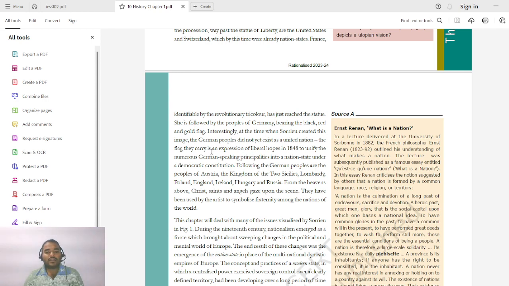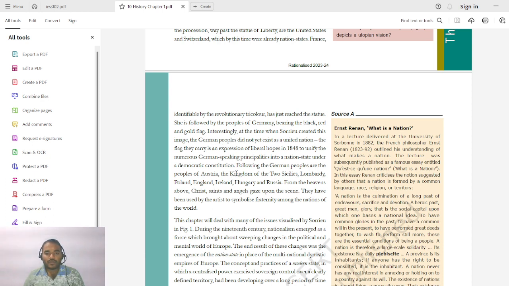The flag they carry is an expression of the liberal hope in 1848 to unify the numerous German-speaking principalities into a national state under a democratic constitution. So Sorrieu has indicated Germany with the help of a flag, by which he means that all the people of different provinces in Germany will come together, form a common nation, speak a common language, and together enjoy liberty.